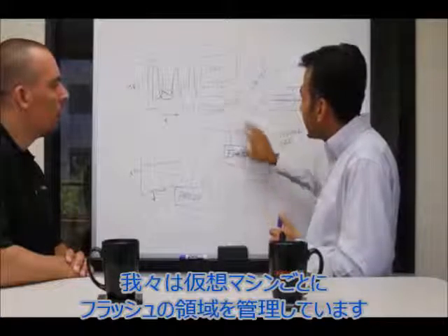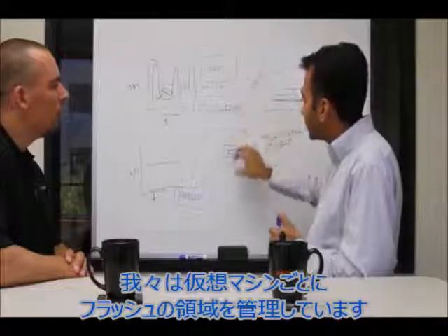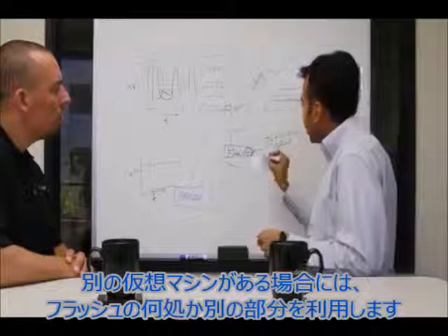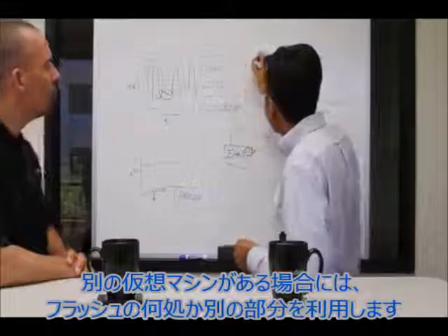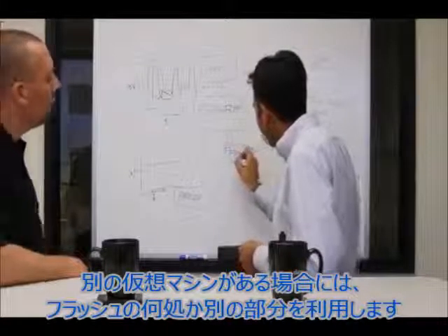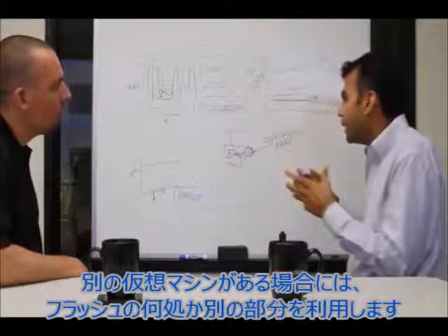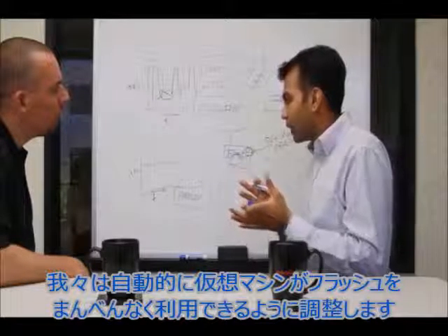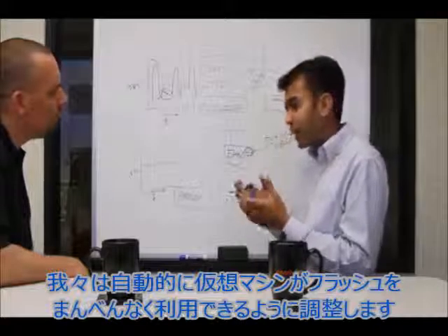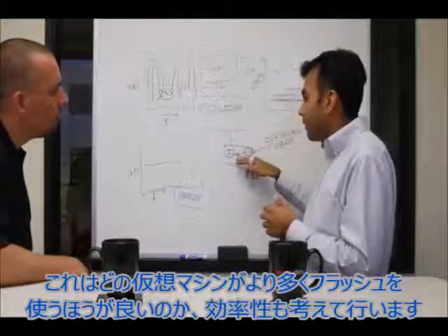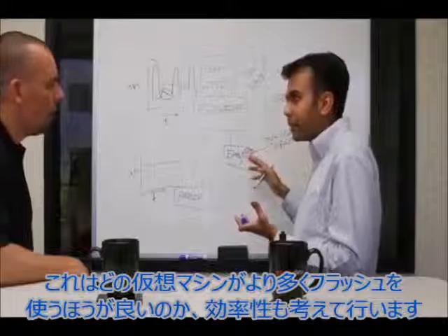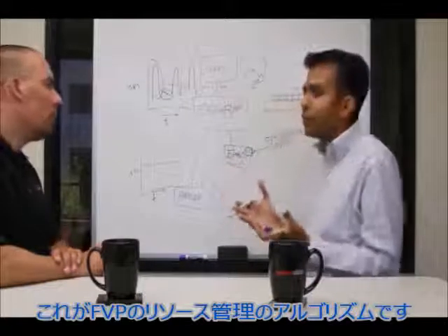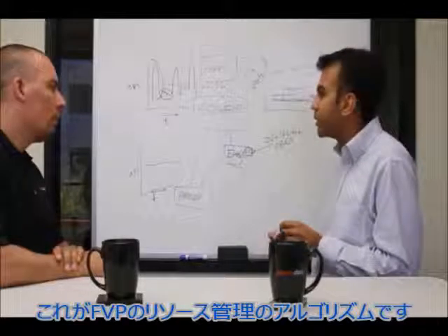So we manage the space that a virtual machine uses on the flash device on a per VM basis, and then you can imagine that different VMs, let's say if you have another one, it is using some other part of the flash device and so on. And then we automatically try to balance out what virtual machine gets what amount of flash device, depending on the efficiency at which it's using the flash device, and depending on the relative priorities of virtual machines and so on. That's really what the FVP resource manager is out to do.